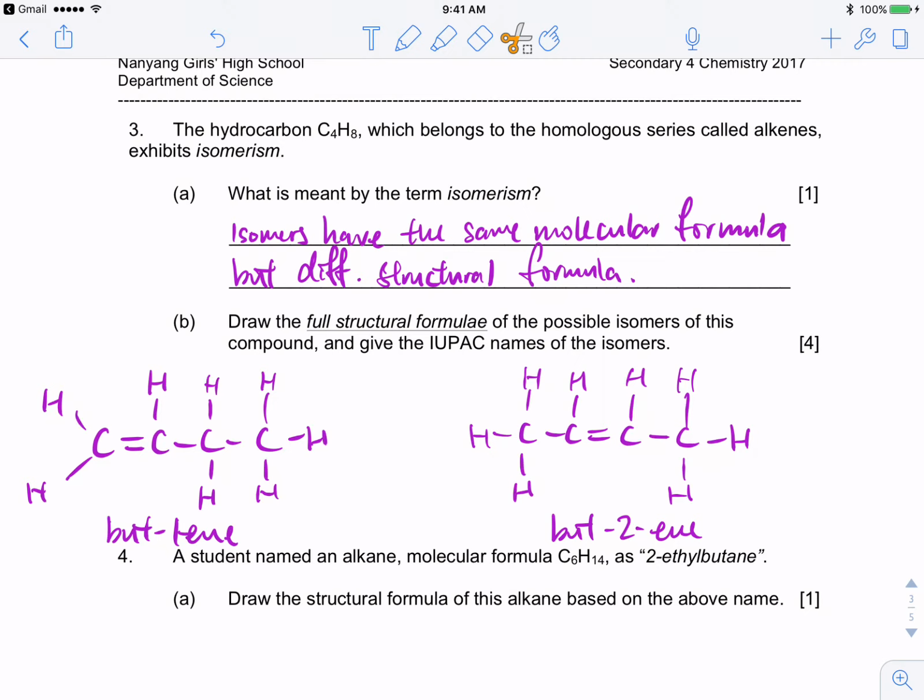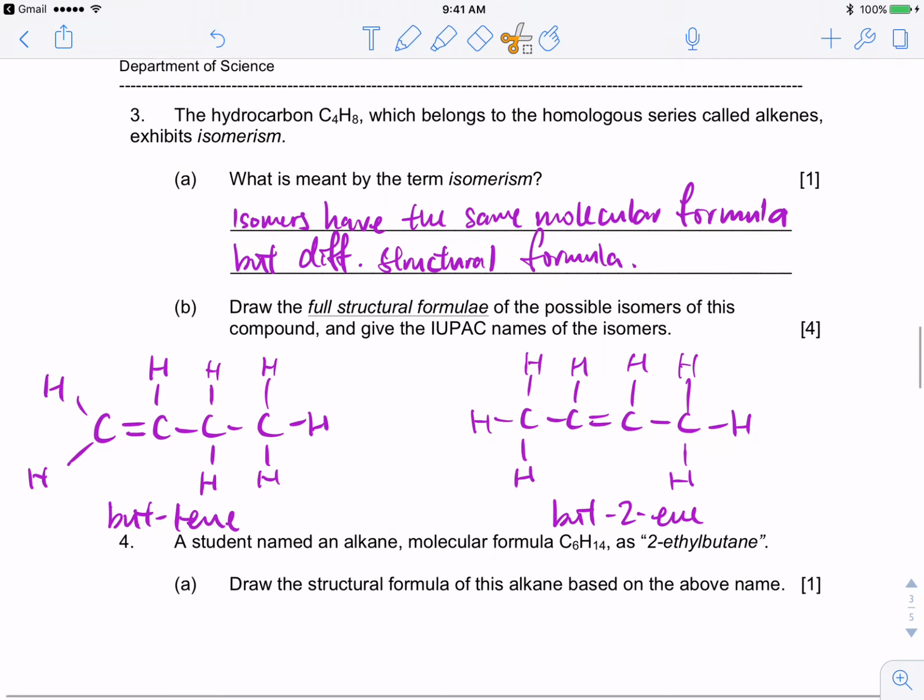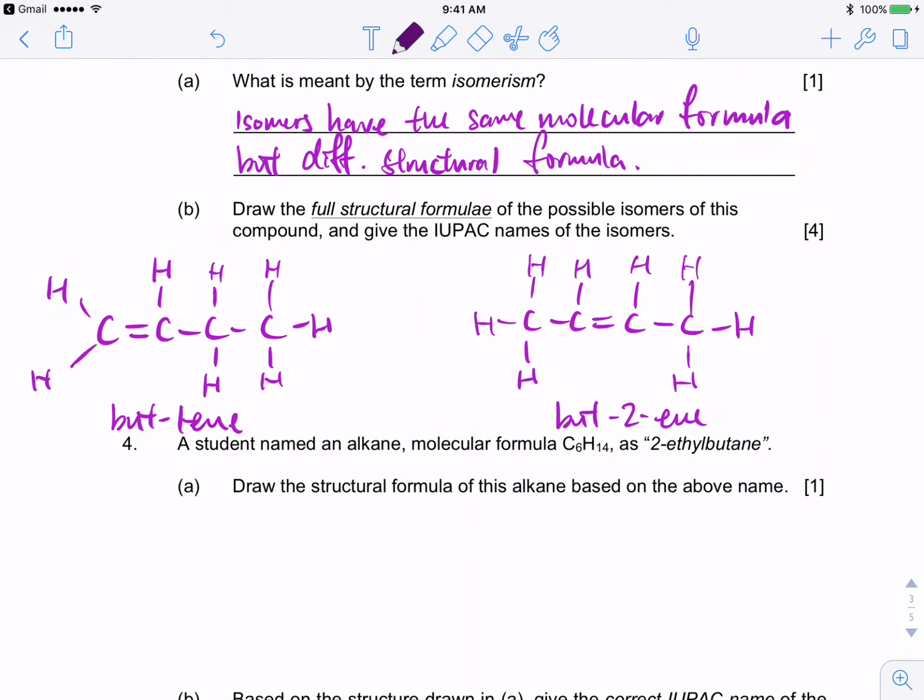Is there one where the double bond is at the third carbon? No, because then it will be the same as but-1-ene. So there's only two possible isomers. If you are marking, how do you give the marks? One mark for correct isomers, one mark for correct name.